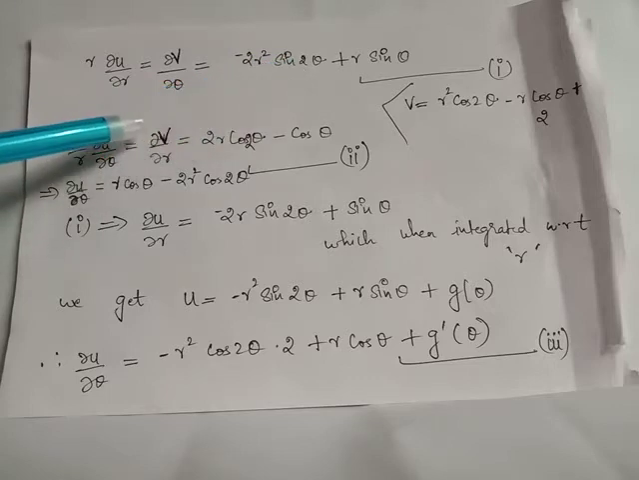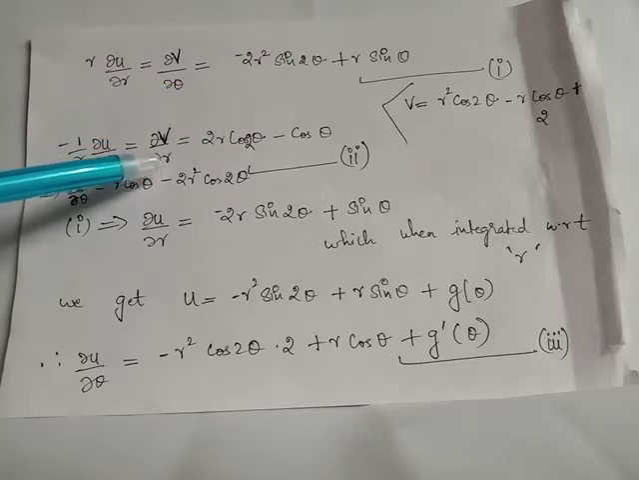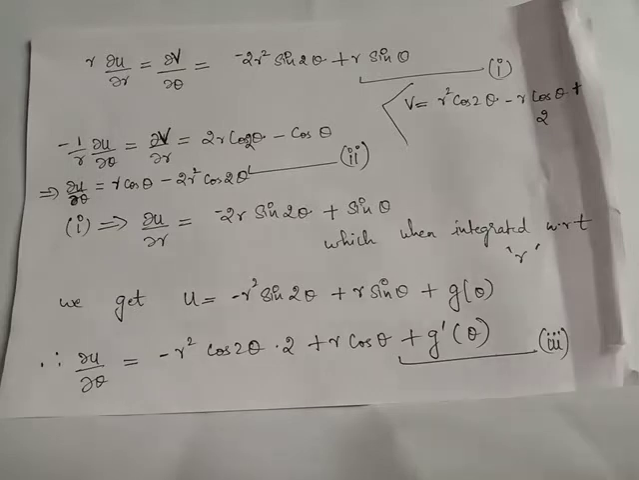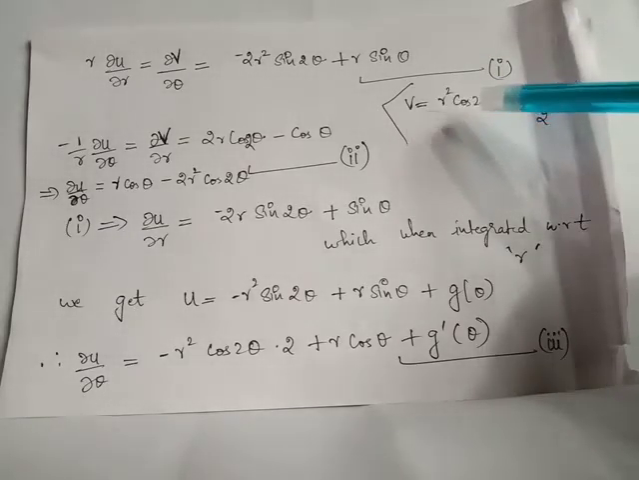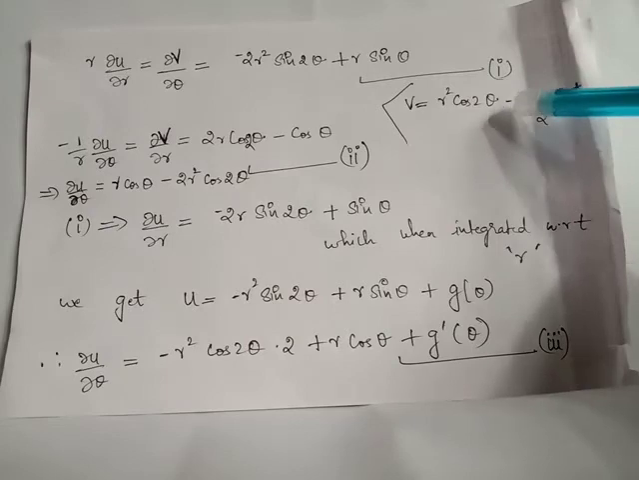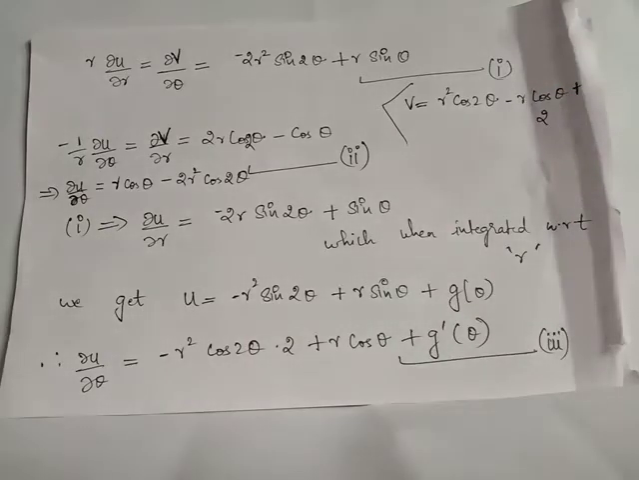Similarly, we evaluate dou v by dou r, which gives us 2r cos 2 theta minus cos theta. Because we treat theta as a constant, r square is the variable whose derivative is 2r. R is the variable whose derivative is 1. So we are left with these terms after partial differentiation with respect to r, treating theta as a constant.